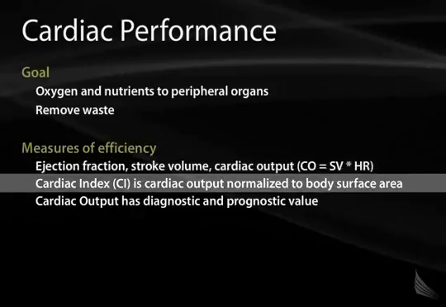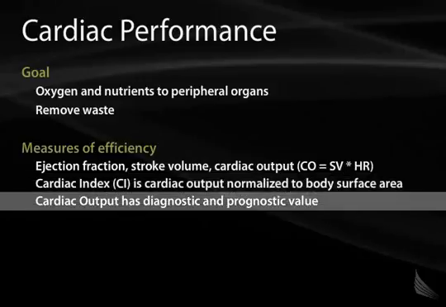Cardiac index is cardiac output which is divided by the patient's body surface area. A person normally has a body surface area of approximately 1.75 to 2.25. Cardiac output has diagnostic and prognostic value because as a person's cardiac output decreases, it's an indicator of worsening heart failure.